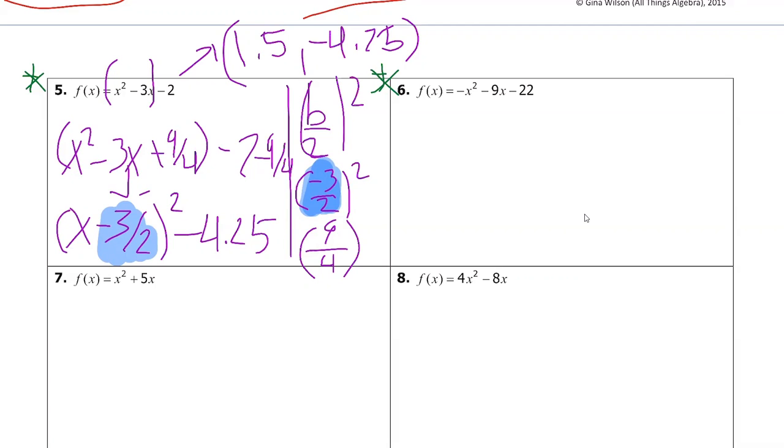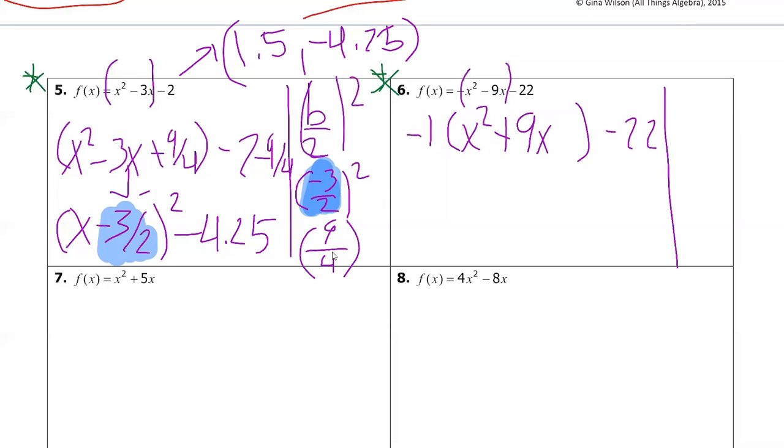Let's look at another one. So number 6, we have a -1 in front. So when I write it, I'm going to pull out my -1. That would make that a positive x squared and that a positive 9x. And then I'm just going to keep the -22 the same. I'm just pulling it out from the first two terms, so I can complete my square.